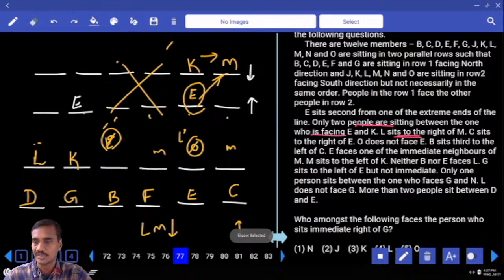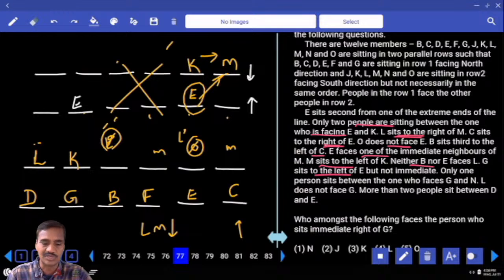Then next one, L is to the right of him, and C sits second to the right. C sits to the right of him. O does not face E. O cannot be at this place. B sits to the left of C. E faces one of the immediate neighbors of M. M is to the left of K. Neither B nor E faces L. B and E do not face L.